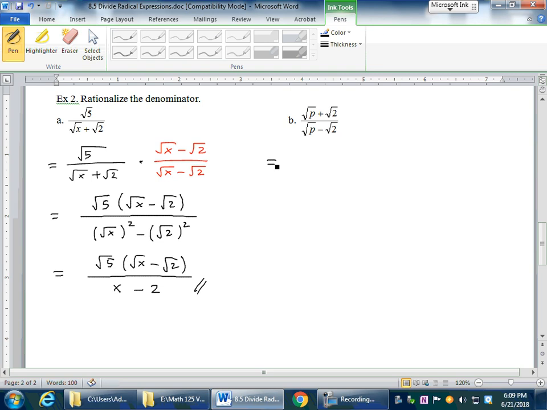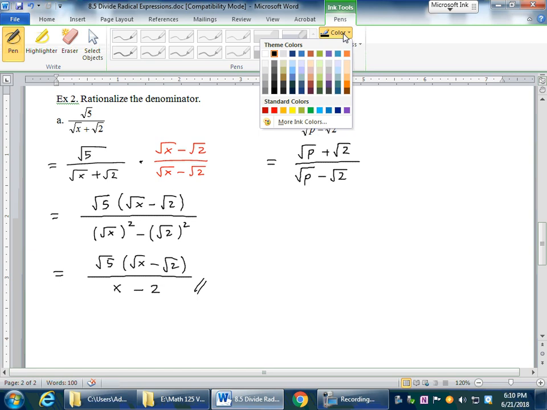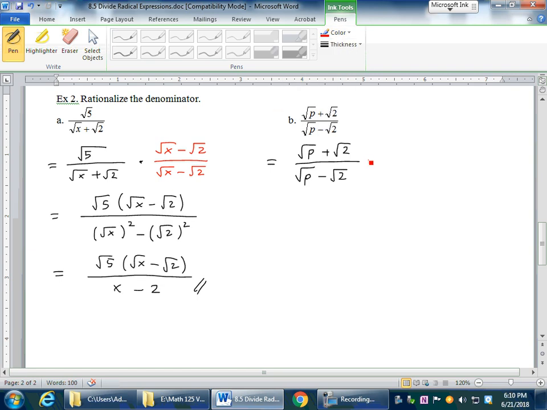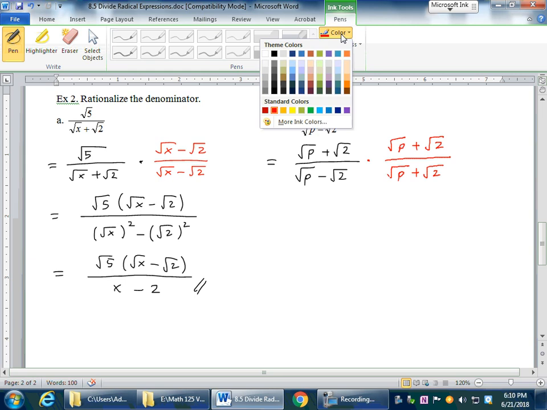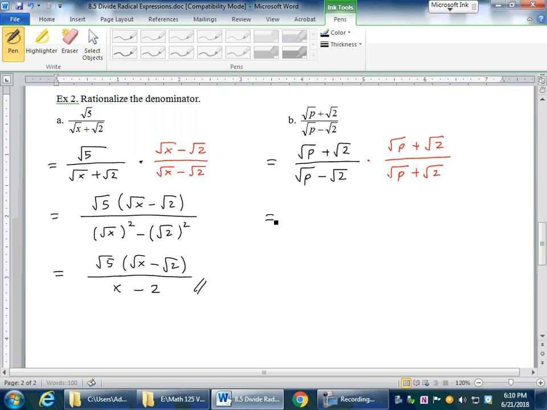So similarly for the next problem, if I have square root of p plus square root of 2 divided by square root of p minus square root of 2. To rationalize the denominator, I'm going to multiply by the conjugate factor, which is square root of p plus square root of 2, over square root of p plus square root of 2. Multiplying this, in the denominator, same as before, we use the shortcut formula, which is a difference of 2 squares. So that will be square root of p squared minus square root of 2 squared.